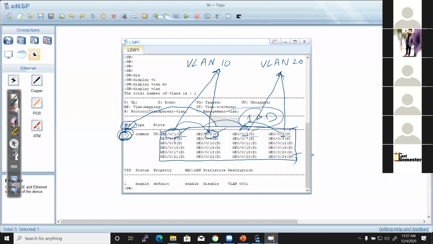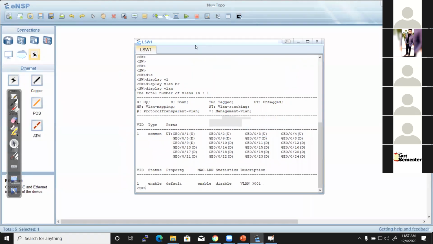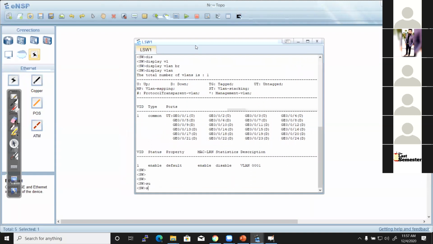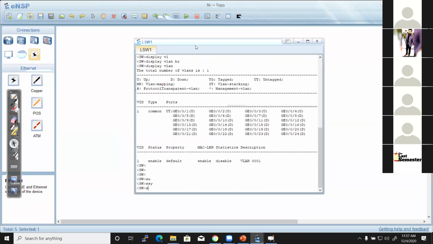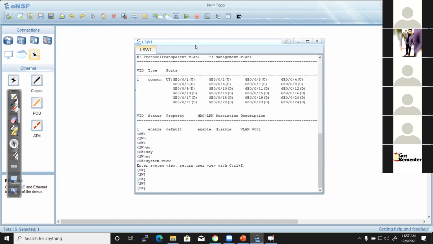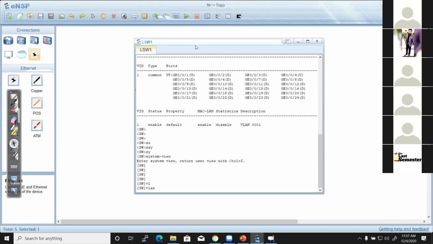So how can we achieve that? The method is very simple. First of all, you need to create VLANs. For example, you need to give the command vlan.